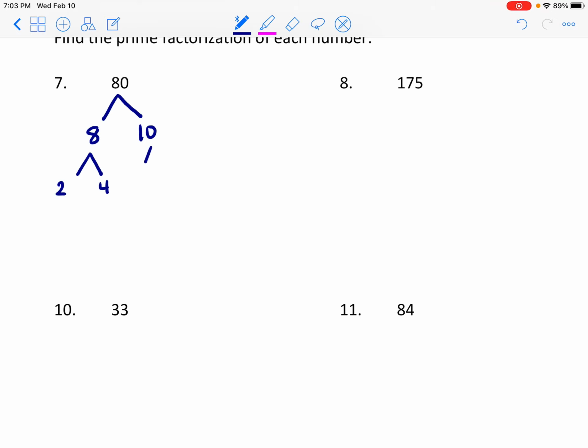And 10, again, is composite. I know 10 is the result of multiplying 2 and 5. Now, once I'm down to prime numbers, like 5 is prime, 2 is prime, and 2 is prime, I would stop. Those would be the ends of those branches. But since 4 is composite, I need to continue to break down the 4. 4 breaks down to 2 times 2. So we want to keep breaking down our numbers until everything that's left is prime. So once all the bottoms of our branches are prime numbers, we have our prime factorization.